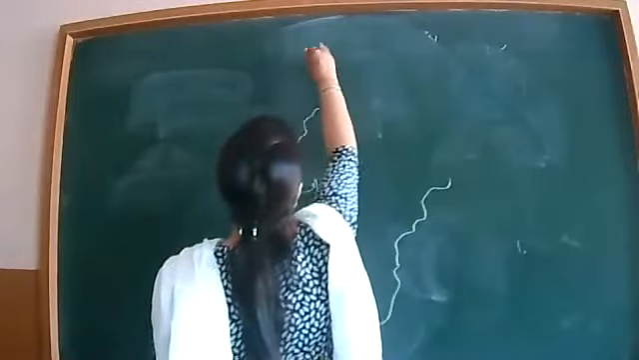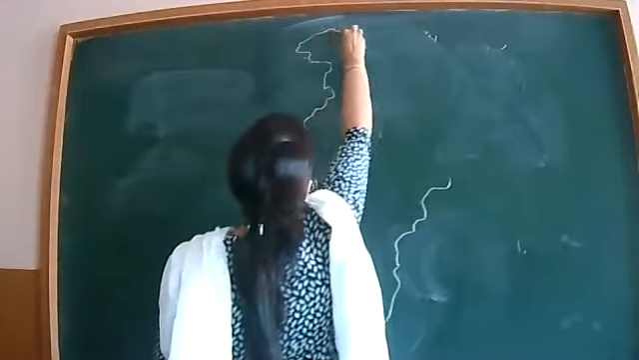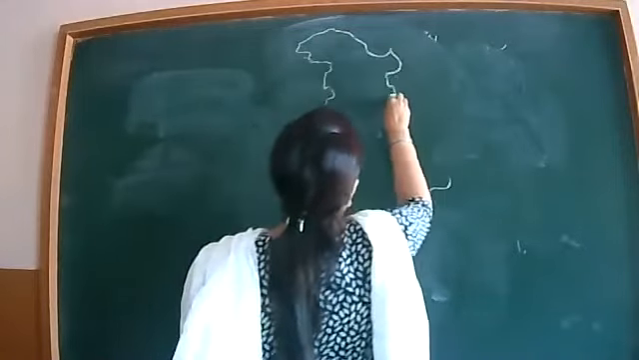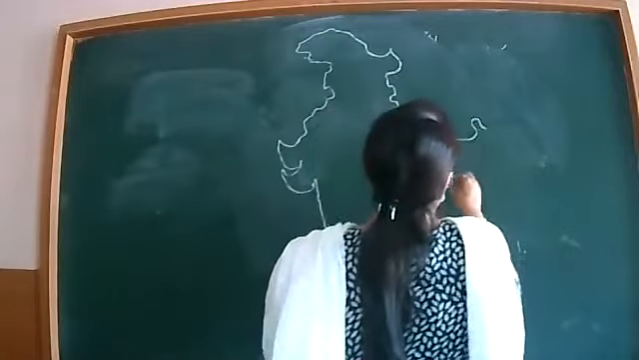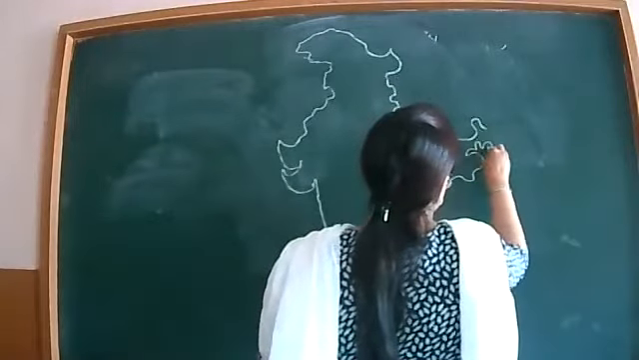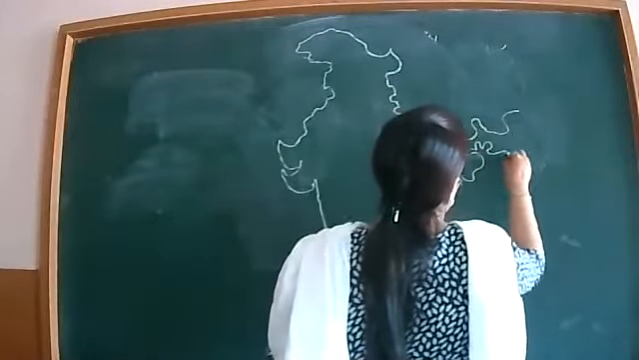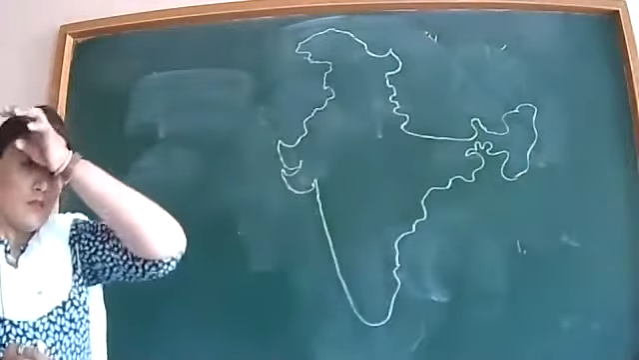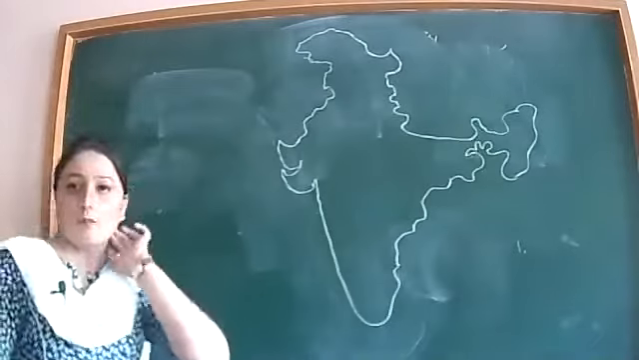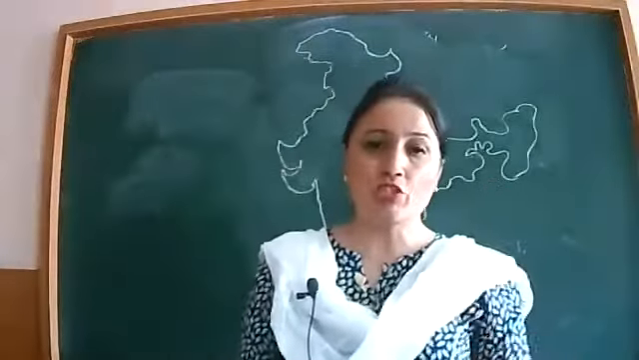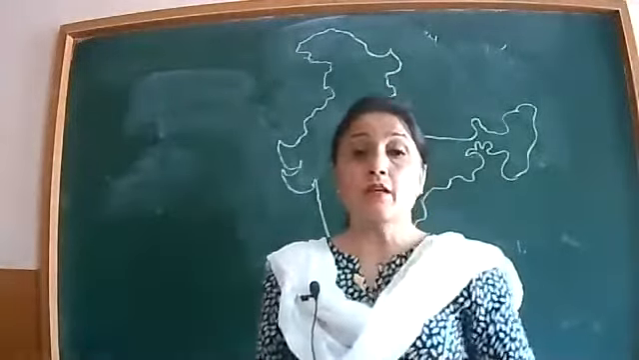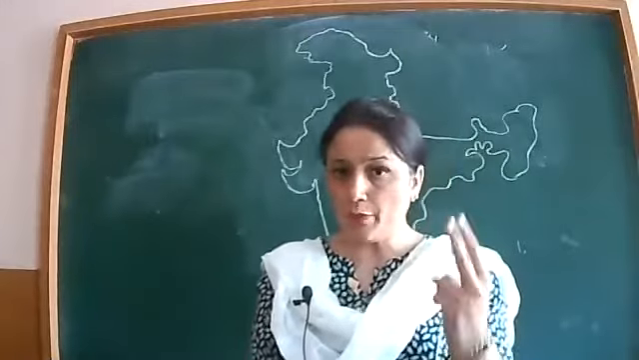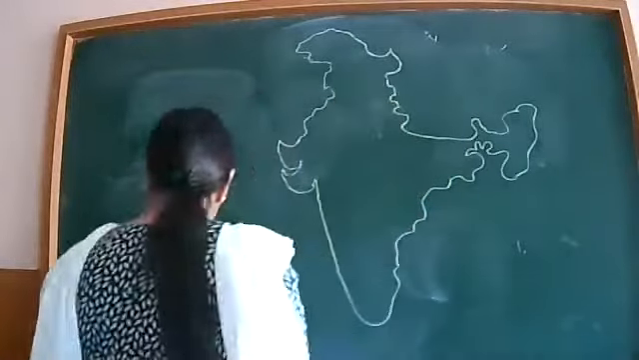So first of all, I would make rivers of India. So first is prominent rivers. First river which I'm going to make, that is river Indus. And along with it, I'll make two tributaries. So look at this.